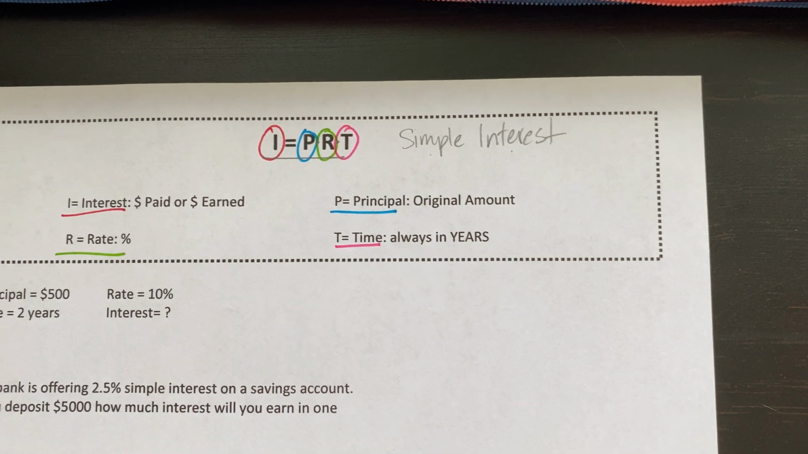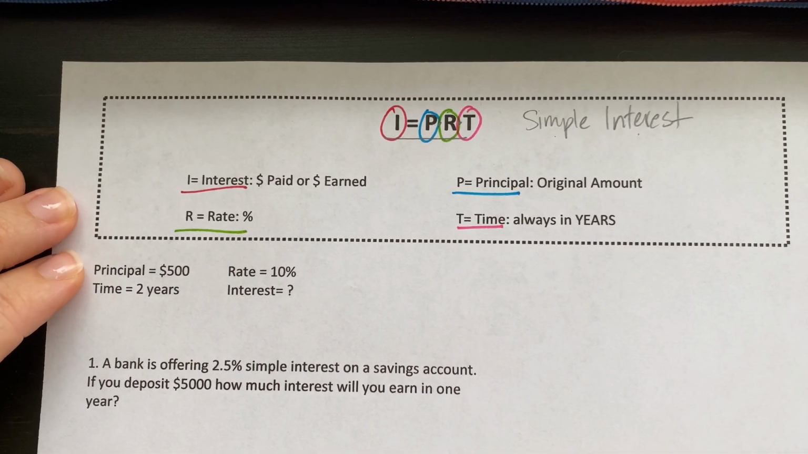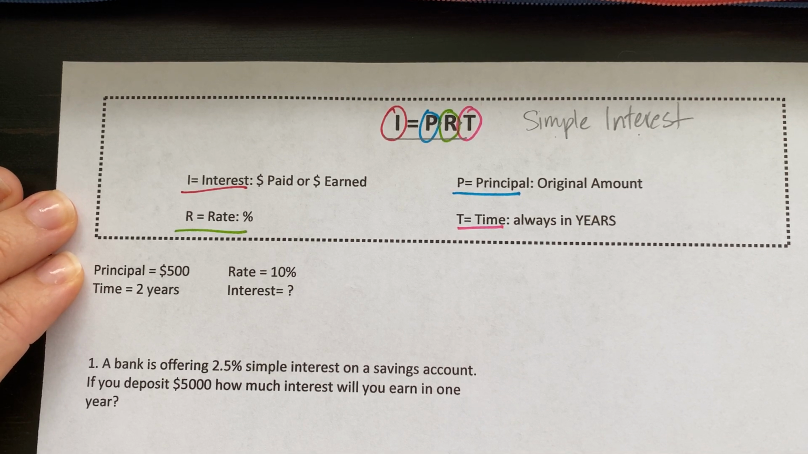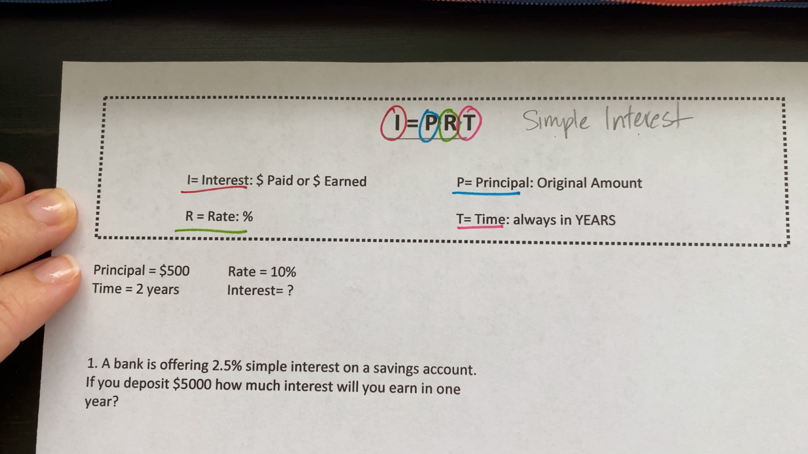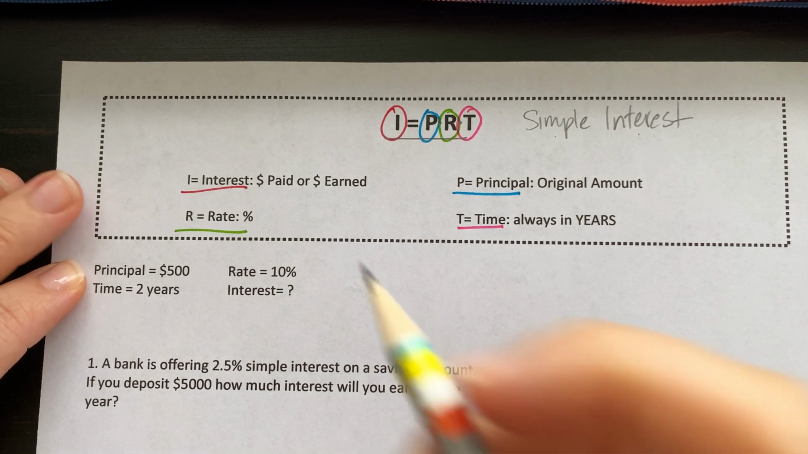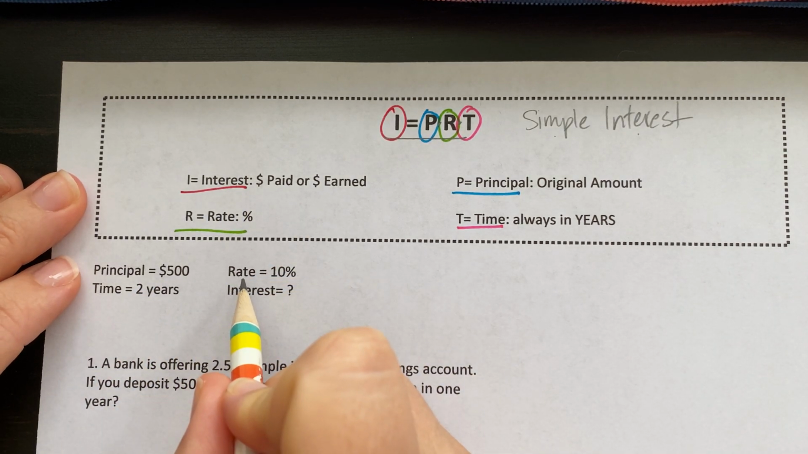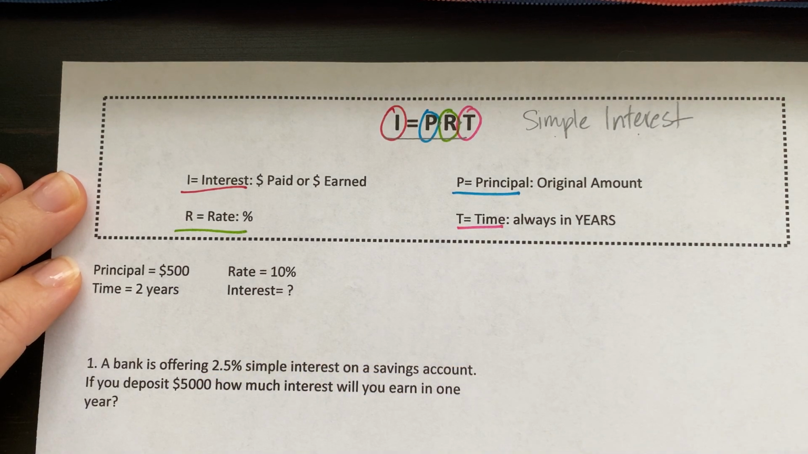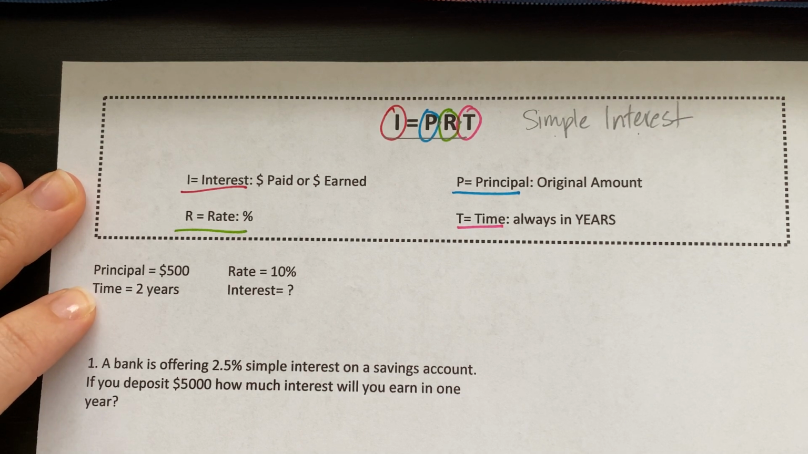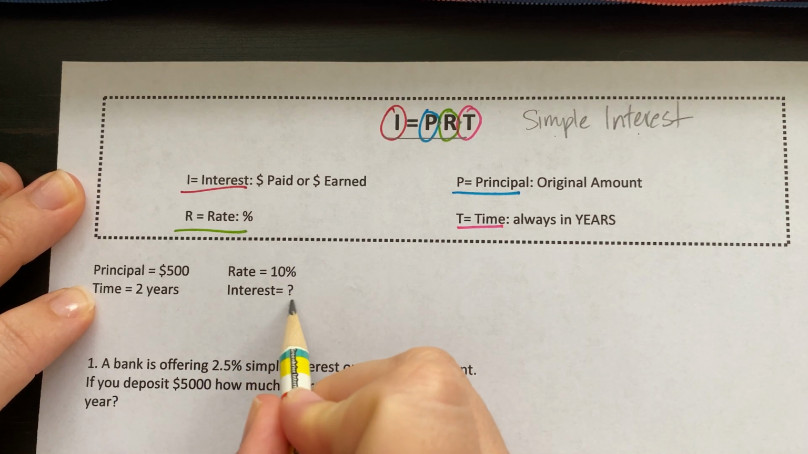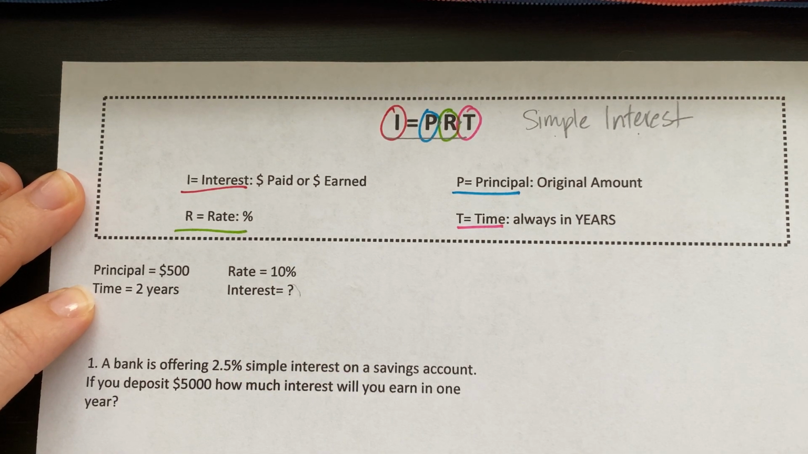So let's do an example. Let's say you have a principal of $500. Let's say you're buying a computer and that computer is $500, okay? And you're financing the cost of the computer and the bank is gonna charge you a 10% interest rate, okay? And the time that they want you to pay this money back is 2 years. What amount of interest would you pay on this computer?